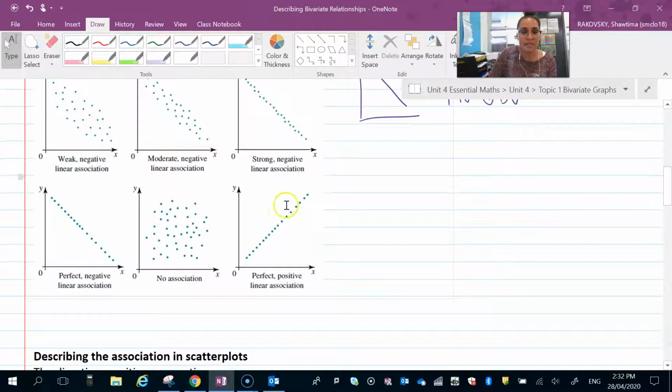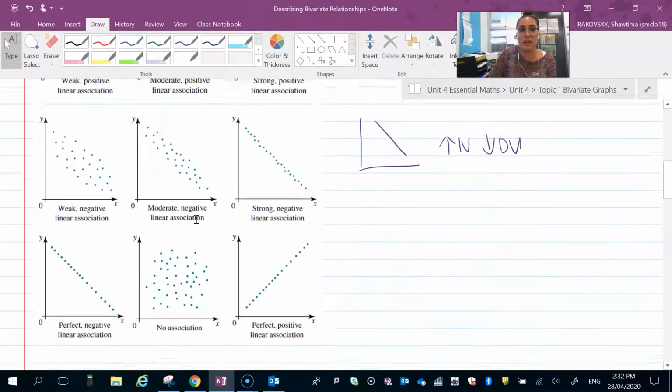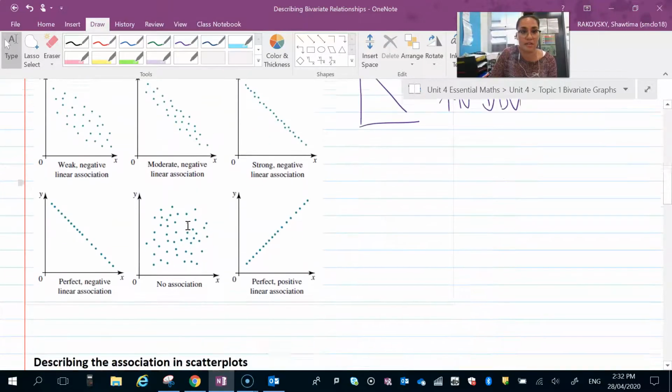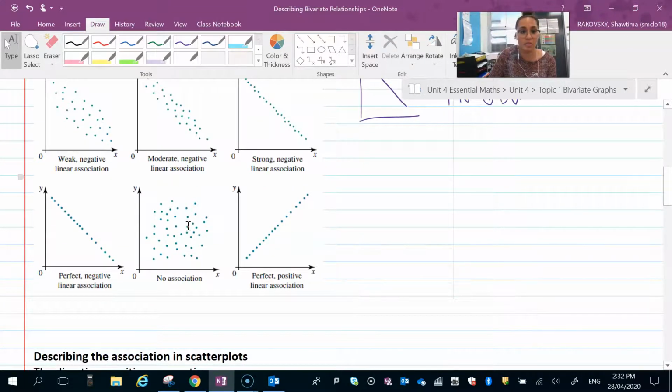Perfect linear, linear positive and negative. And then if it just looks like a bunch of Smarties have fallen out all over the graph, it means that there's no relationship or no association. Okay, so I'll come back up here and give you a chance to pause the video and copy down these graphs if you like. All right, cool beans.